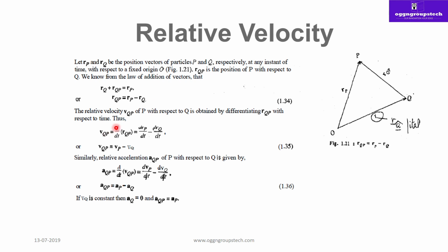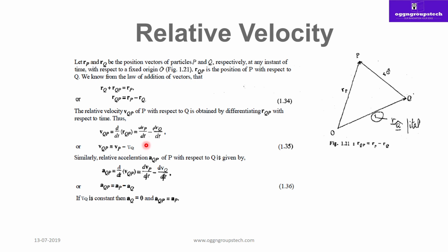So what we will get, VQP is equals to d by dt of RQP. So RQP मतलब RP minus RQ. So drP upon dt minus drQ upon dt. So this is nothing but Vp minus Vq. So VQP is equals to Vp minus Vq.